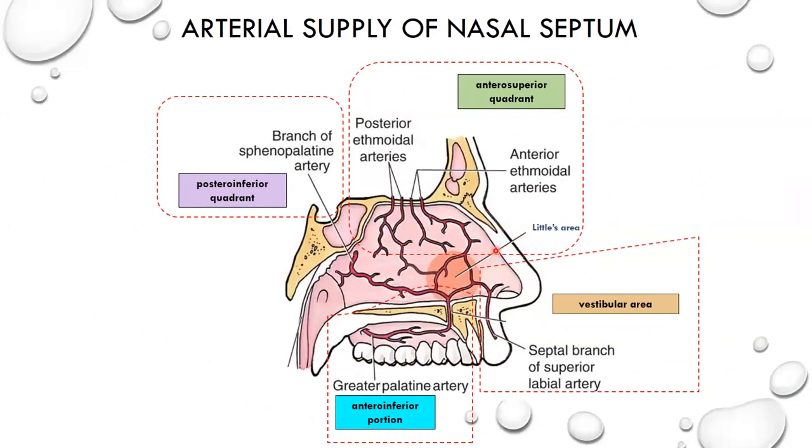Okay, so the nasal septum or medial wall is supplied by all these four types of arteries based on the region. So this area, which is the posterior inferior quadrant, is supplied by the branches of the sphenopalatine artery.